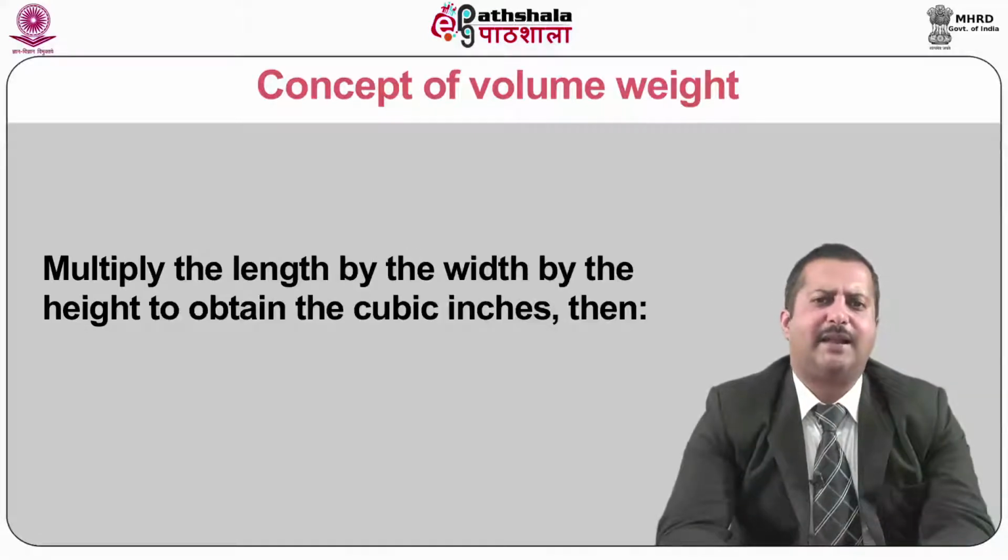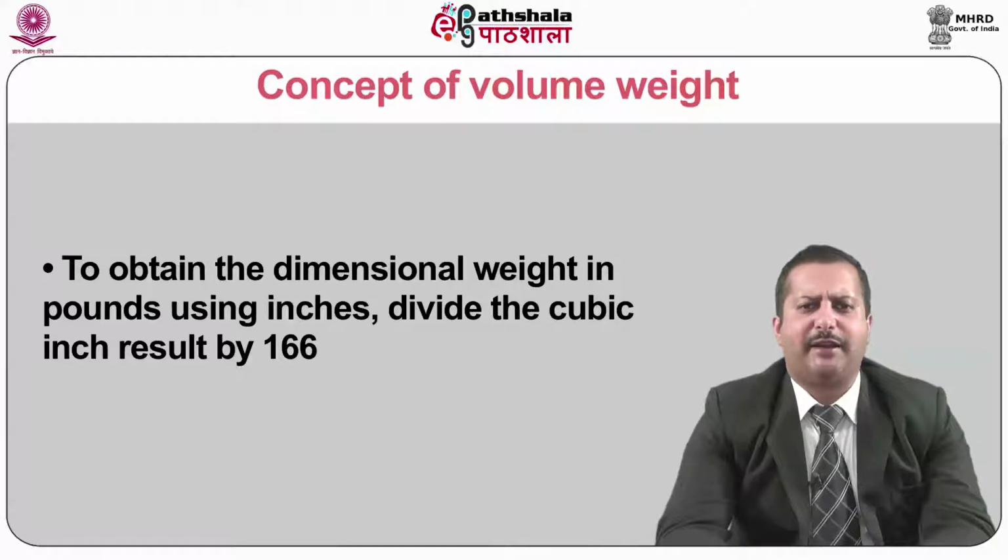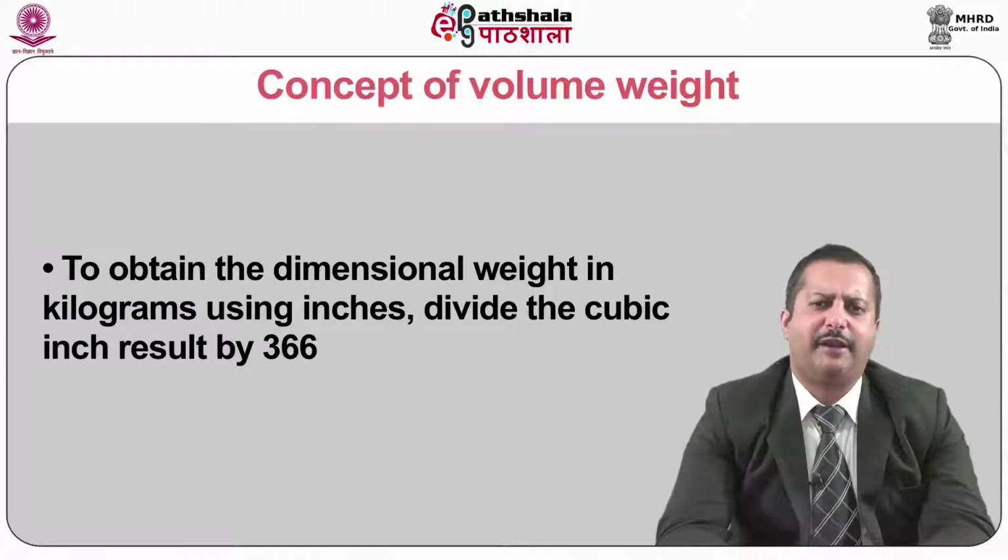So, multiply the length by the width by the height to obtain the cubic inches. To obtain the dimensional weight in pounds using inches, divide the cubic inch result by 166. To obtain the dimensional weight in kilograms using inches, divide the cubic inch result by 366. Using dimensions in centimeters, to obtain the dimensional weight in kilograms, divide the cubic centimeter result by 6000.